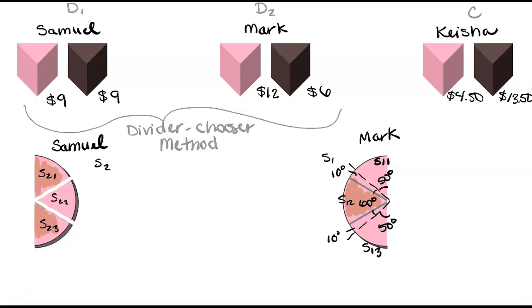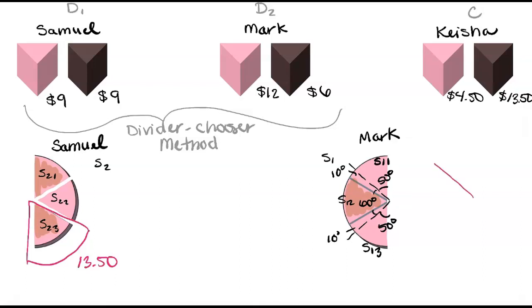Let's first look at the three choices that Keisha has from Samuel's shares. In Keisha's eyes, the 2 slices of chocolate are worth $13.50, while the strawberry piece is only worth $4.50. So it seems pretty obvious that Keisha would choose one of the chocolate pieces. Let's suppose that she takes S23. So far, she has $13.50 worth of the cake. Looking at her choices from Mark's cuts, she's definitely going to choose the middle one.